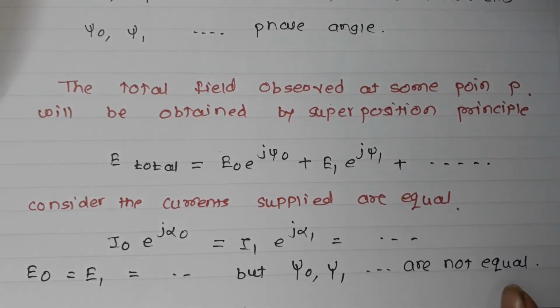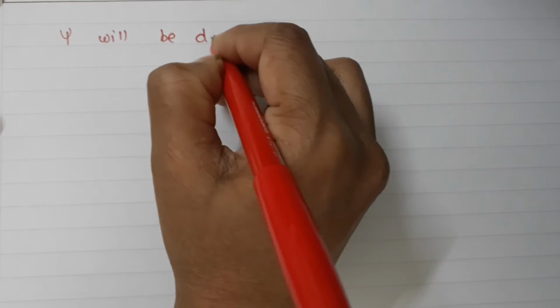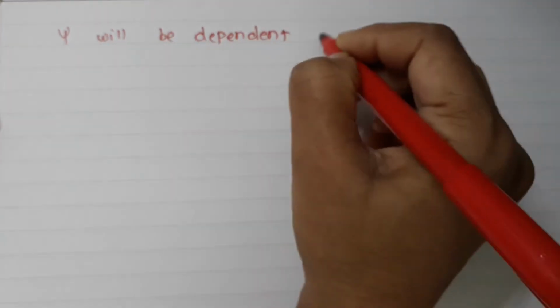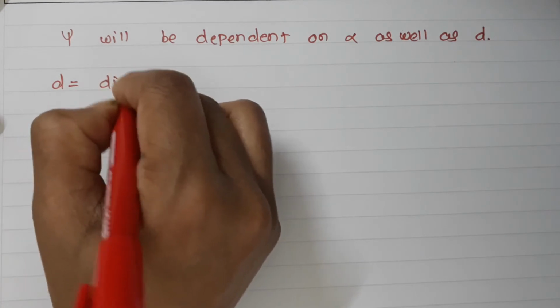Now how can we conclude that psi 0 and psi 1 will not be the same? Because the phase of the received field will be decided by alpha. So you can say your psi at the observation point is not only decided by alpha, but it is decided by the distance of the antenna from point P. So your psi will be dependent on alpha as well as d, which is nothing but the distance from point P.